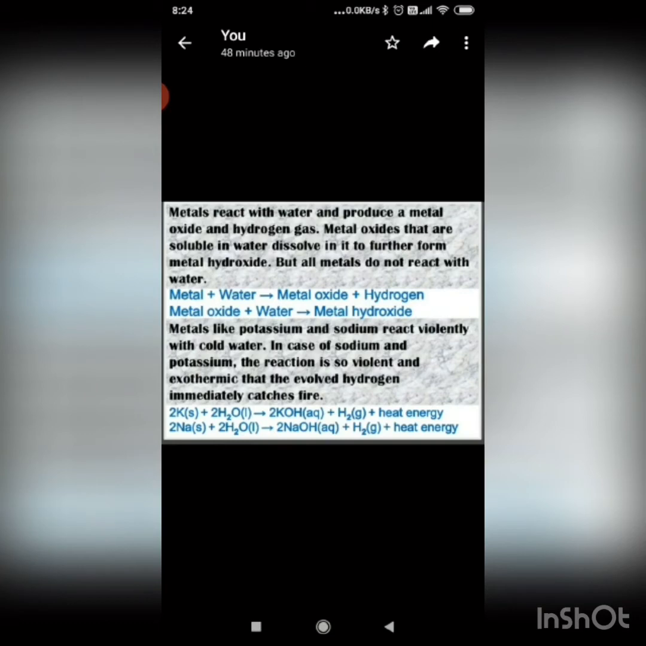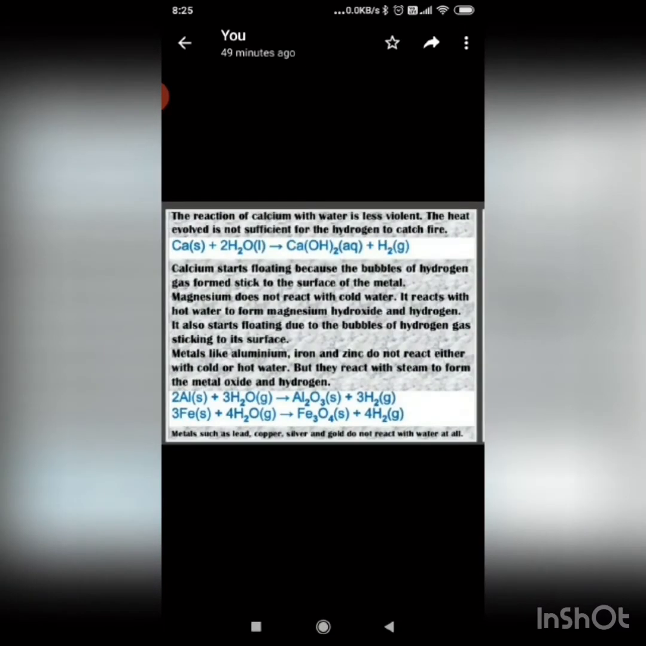Metals like potassium and sodium react violently with cold water. In case of sodium and potassium, the reaction is so violent and exothermic that the evolved hydrogen immediately catches fire. See the reaction: sodium and water produce sodium hydroxide, hydrogen gas is released and a lot of heat is produced. Potassium and water produce potassium hydroxide, hydrogen gas, and lots of heat is released.